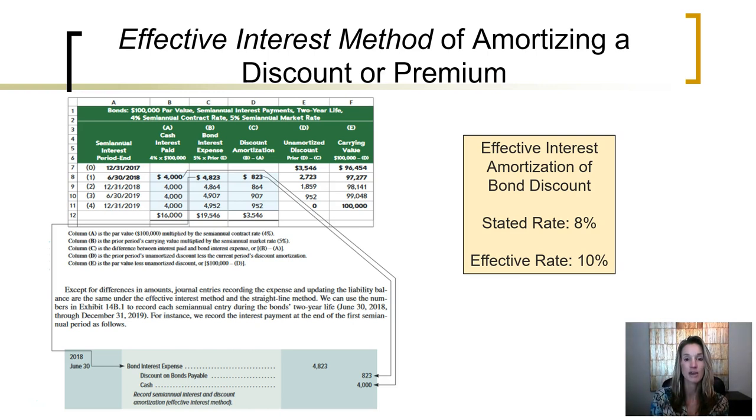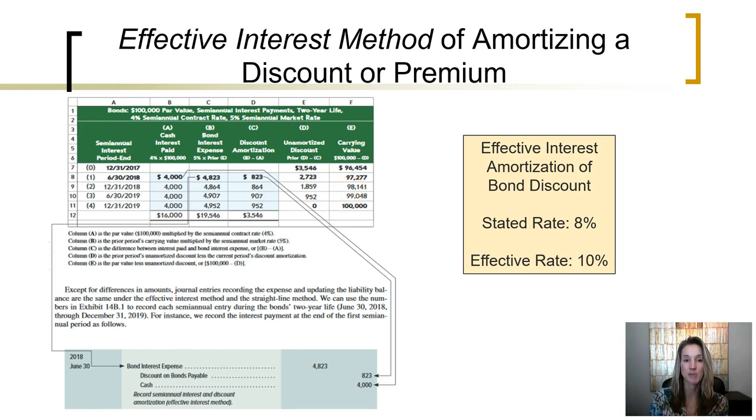Six months later, when the next interest payment is made, the first thing to calculate is how much interest expense to record. We do that by taking the carrying value times half of the market rate, which was 5%. Carrying value times 5% gives us interest expense of $4,864. The cash actually paid to bondholders will still be $4,000. It never changes. The difference between the interest expense to record and the cash paid will be the amount of the discount amortization, causing the discount to go down and the carrying value to increase.